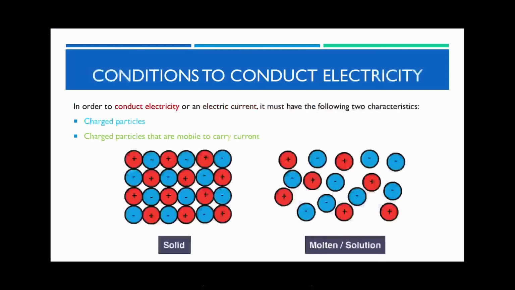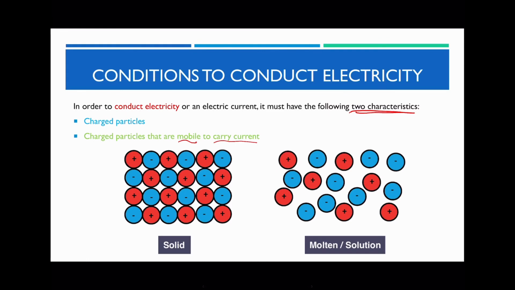Alright, we're going to be explaining why ionic compounds conduct electricity when they're in the dissolved or molten state. Before that, we're going to revisit the conditions for any substance to conduct electricity. We said that a substance can conduct electricity if it has these two conditions. Firstly, you need to have charged particles in the substance. And secondly, those charged particles must be able to move freely. So therefore it's mobile, and when it's mobile, it can carry an electric current.